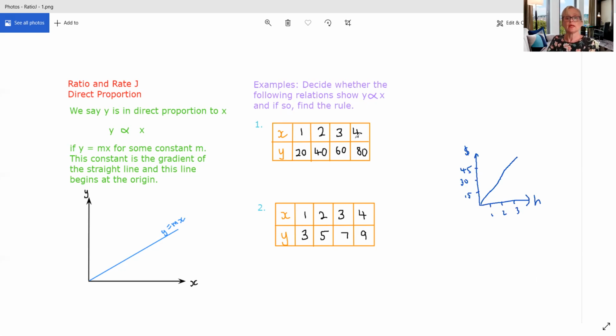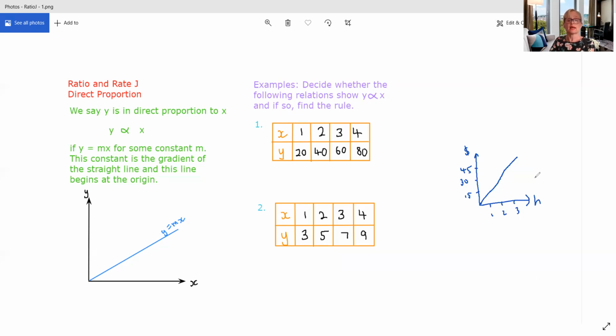If you're given something like this, there are two main ways you could work out whether they're in direct proportion. One way would be to plot those points on a graph, and if it looks like that, so something that goes up starting at the origin, then yes, it will be direct proportion. If it doesn't, then it won't be direct proportion.